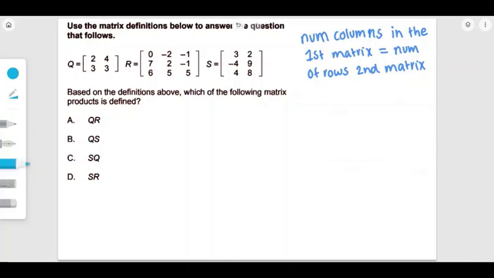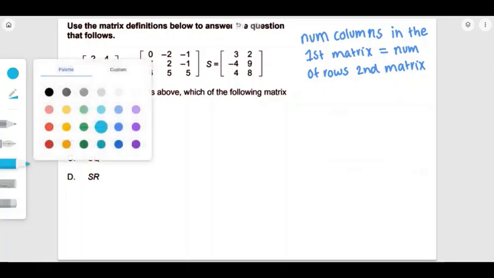The defined rule in multiplication says that the number of columns in the first matrix must equal the number of rows in the second matrix. Let's start to solve an example to find if QR in choice A is defined or not.